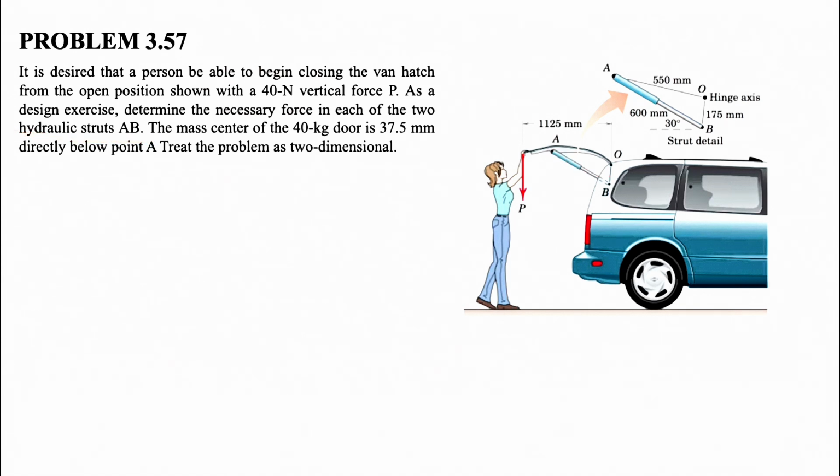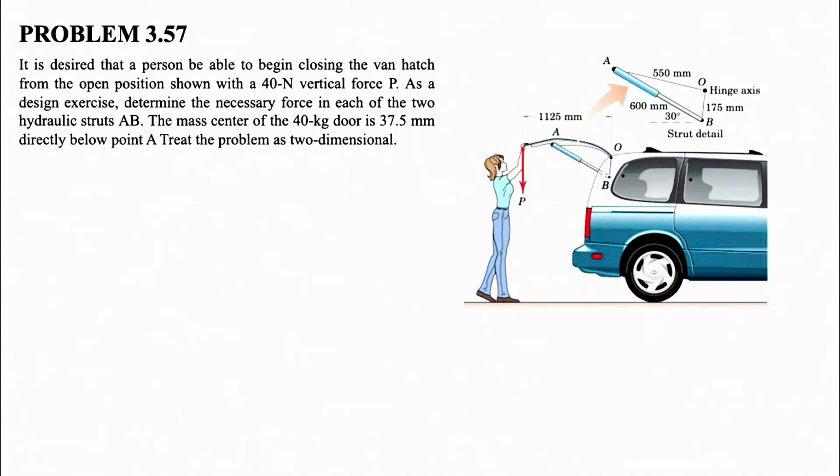So we're going to have two hydraulic struts, one at the front and one in the back. So we are looking for the force in each of them, and the center of mass is 40 kilograms and is 37.5 millimeters directly below point B. So this would be where the center of mass is, and we have a note at the end that we can treat this problem as a two-dimensional question.